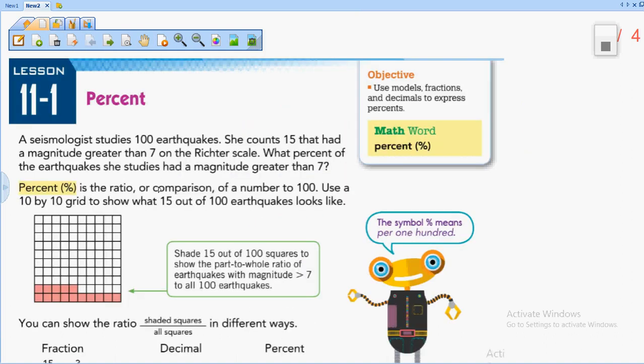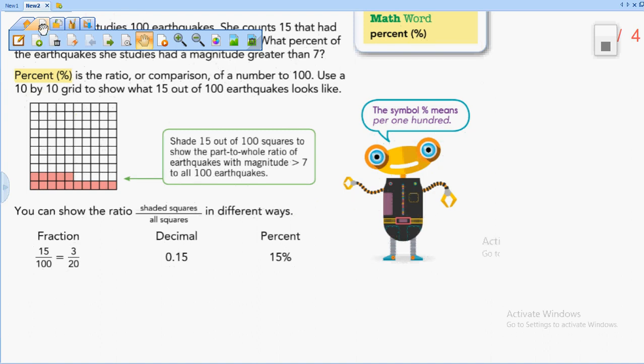Percent. Again, the percent symbol is simple: a sliding line and one circle up and one circle down. So I can represent my answer in three different ways. The first way, we can represent it as a fraction, or as a decimal, or as a percent.